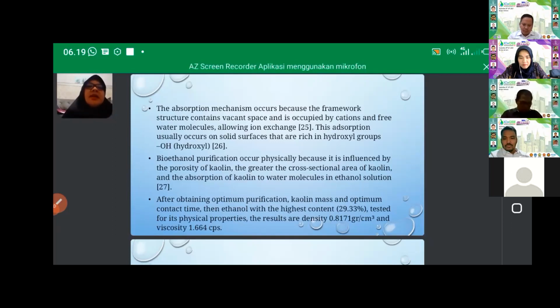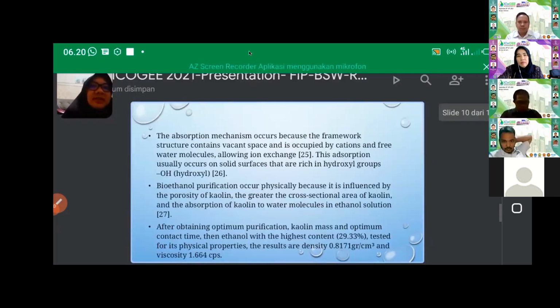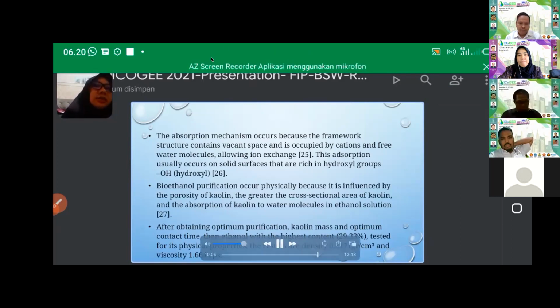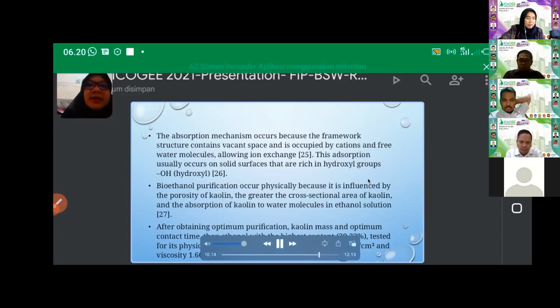After obtaining the optimum purification, kaolin mesh, and optimum contact time, the ethanol with the highest content, 28.33%, was tested for physical properties. The resulting density is 0.81 gram per cubic centimeter and the viscosity is 1.88 cP.